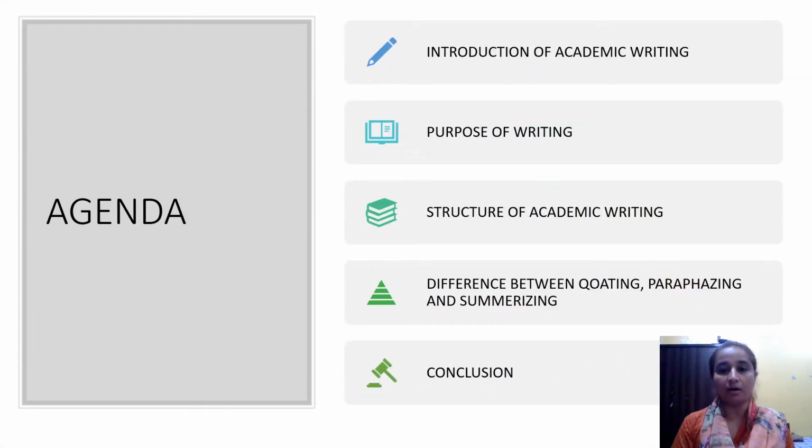Subject is academic writing. Introduction of academic writing. Purpose of writing. Structure of academic writing. Difference between quoting, paraphrasing, and summarizing. Conclusion.